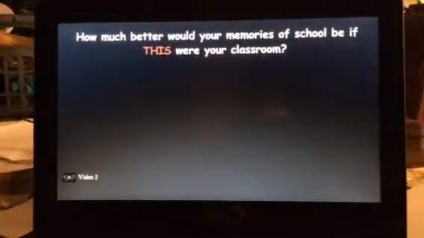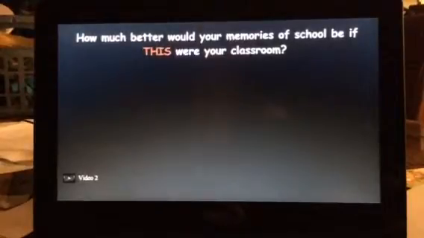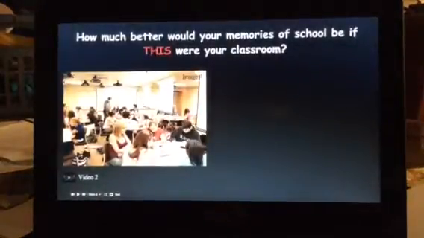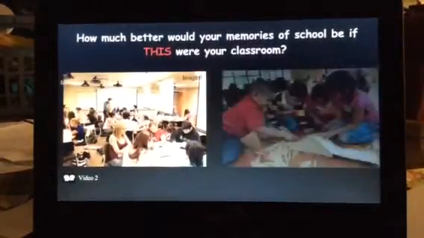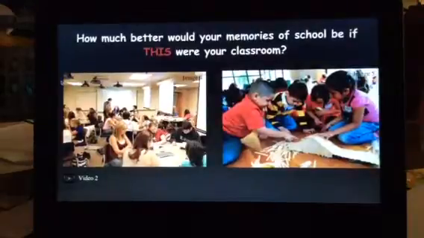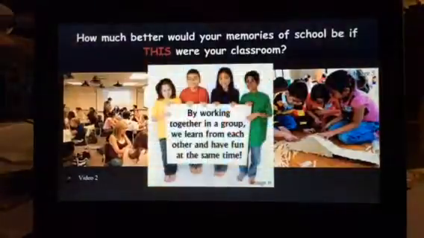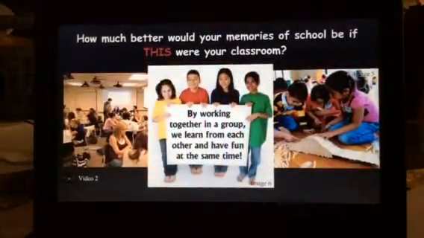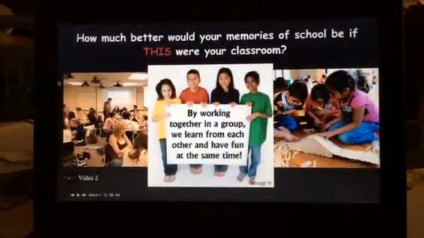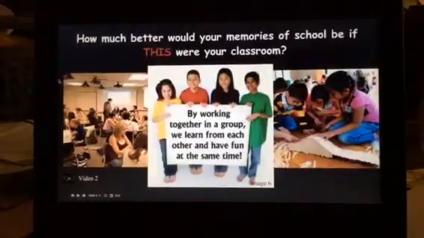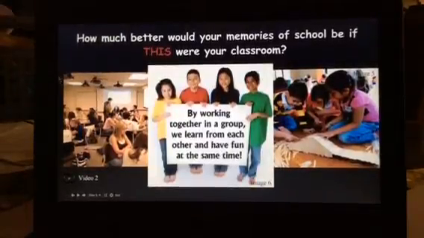I want to ask you how much better your memories of school would be if this was the classroom that you remembered. I certainly agree that working together in a group fosters more learning and students can have a little bit of fun.